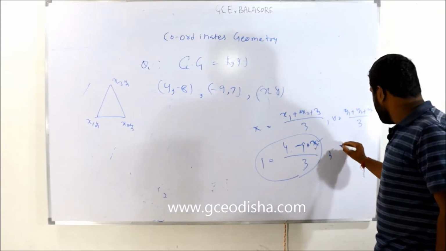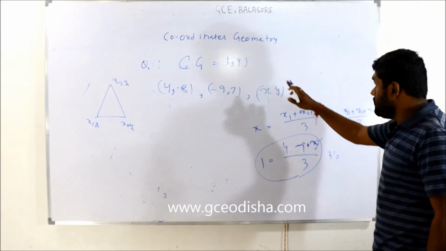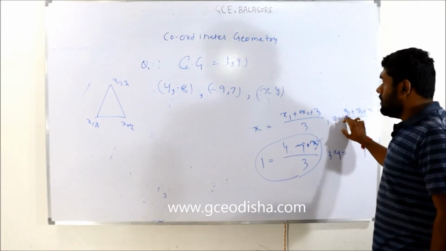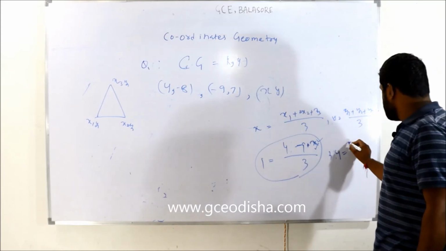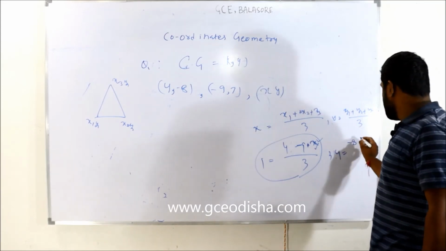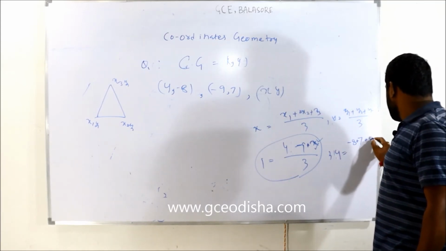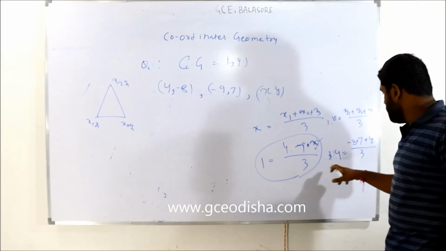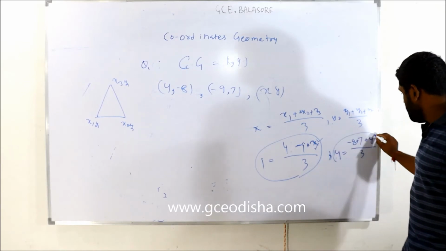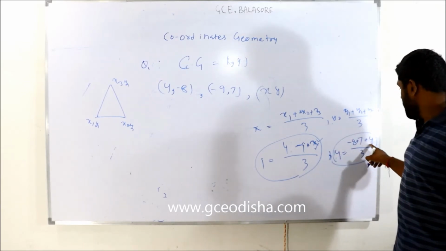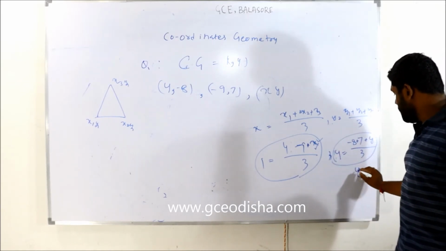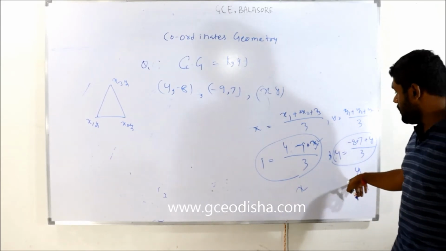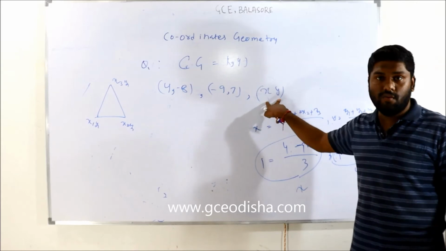Then come to the y coordinates. How much is y given? The centroid y is 4, and y1 is given as minus 8, and y2 is 7, and y3 is unknown, divided by 3. This is the same as the previous one. We can find it, as there is a single equation with a single variable. We can find the value of y here and also x here. Okay, these are the coordinates of the point x3 and y3.